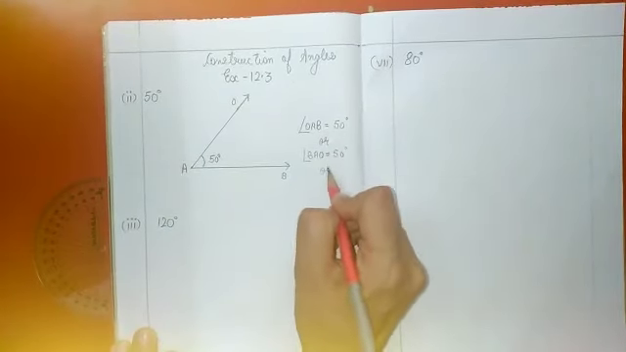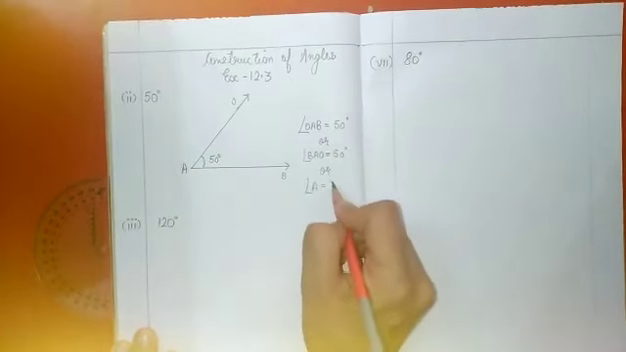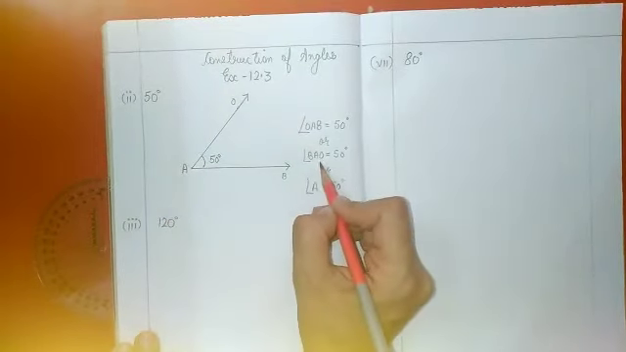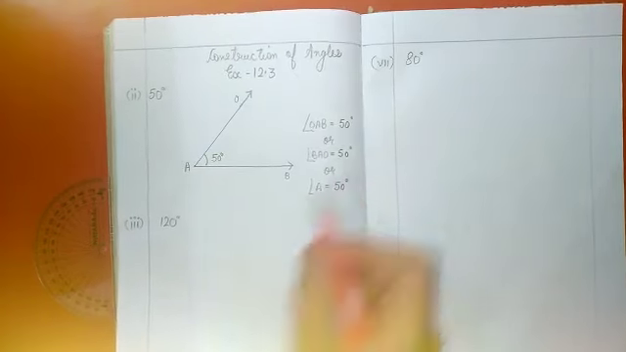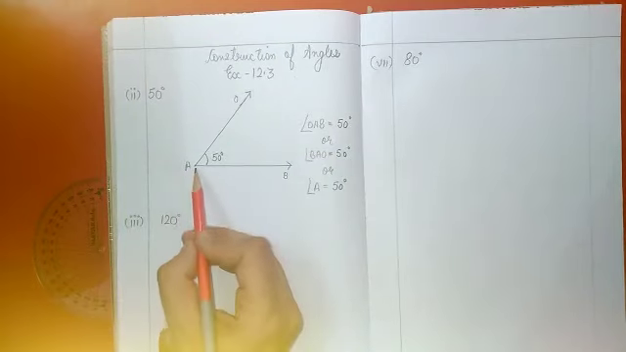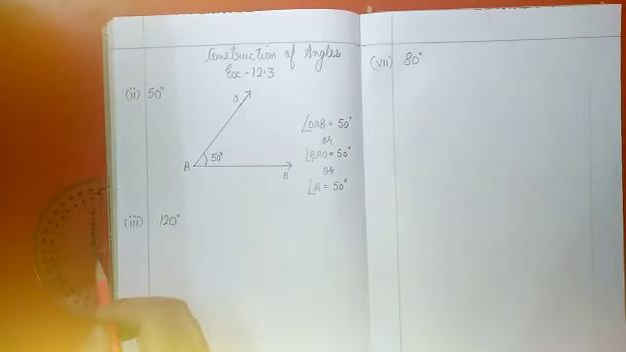And there is one more way. You can also simply write that angle A is equal to 50 degrees. So the vertex will always be in the center while naming an angle. That's the simplest way to draw an angle. First step, draw a ray. And second step, keep your protractor at the starting point of the ray and just mark that particular angle.